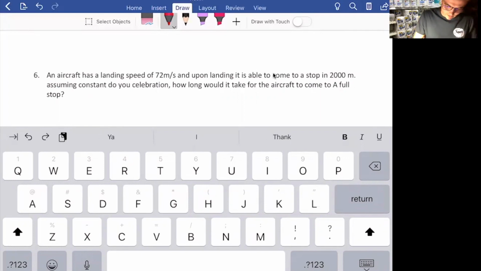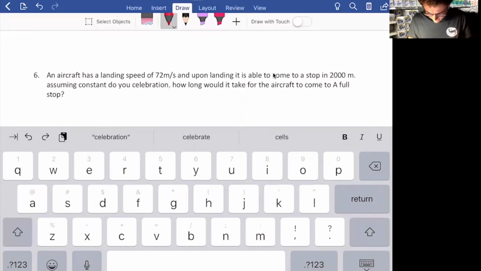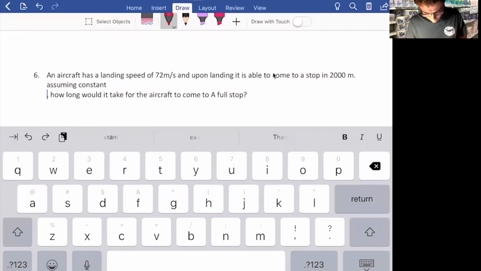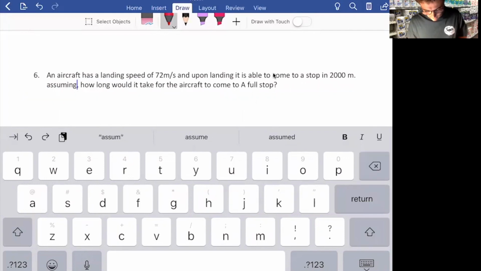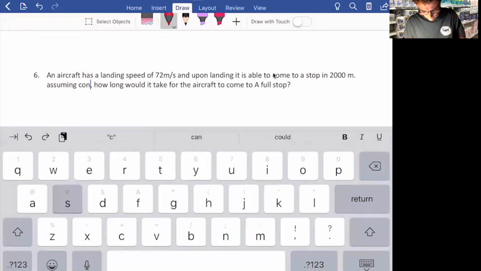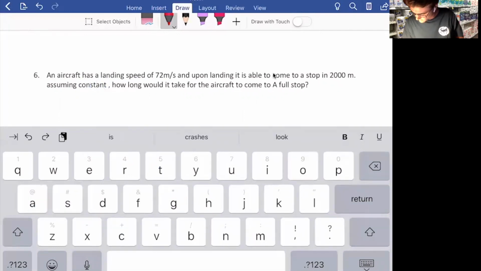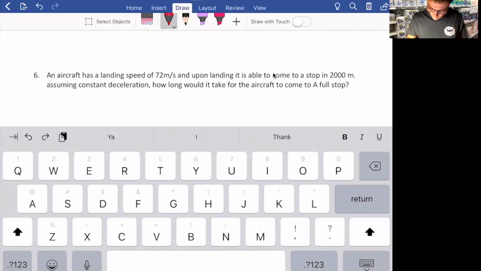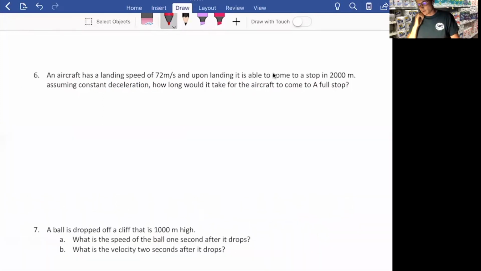So I verbally dictated this and I didn't check it. It's like 11 o'clock right now. Assuming constant deceleration. How long will it take to do that, to come to a complete full stop?